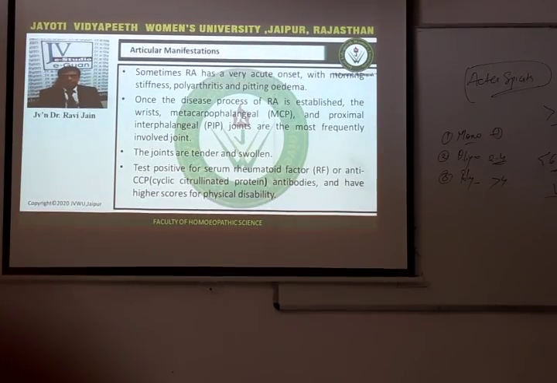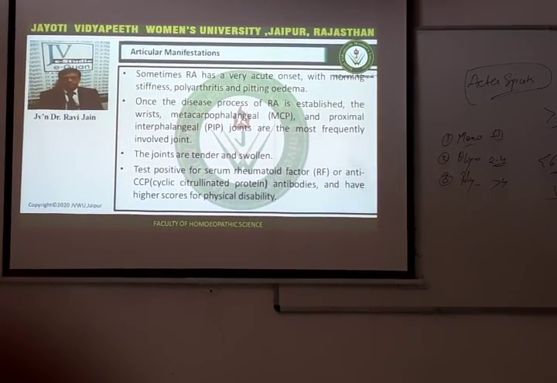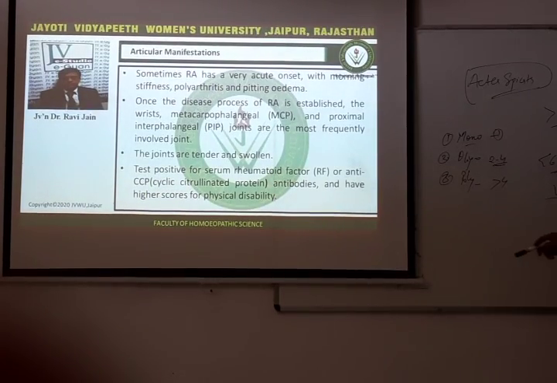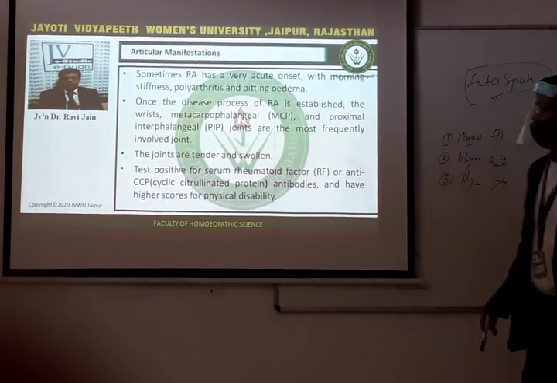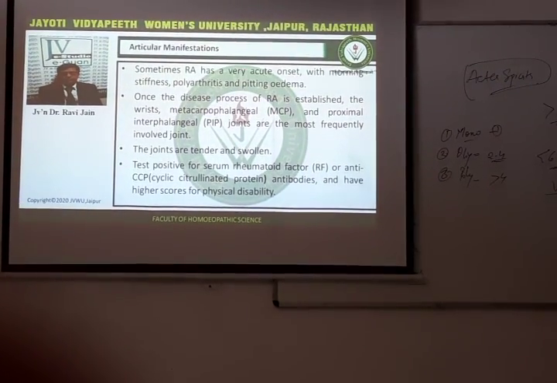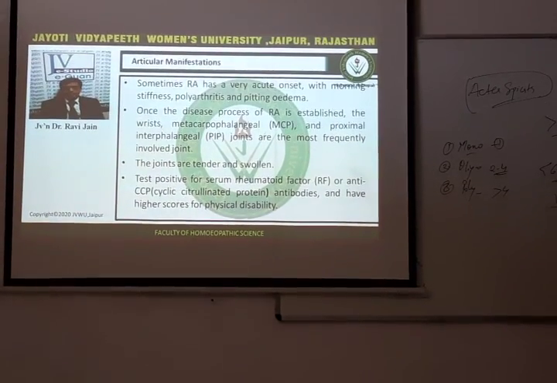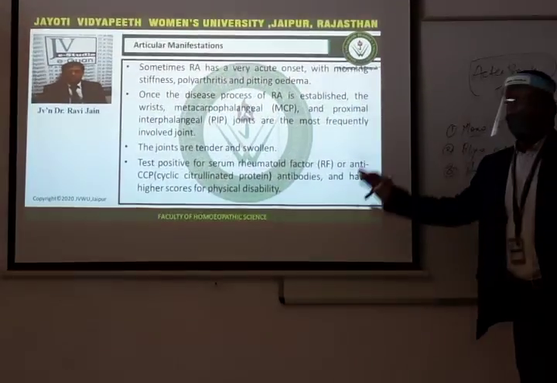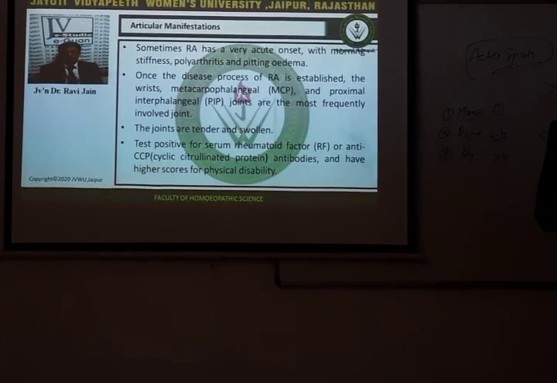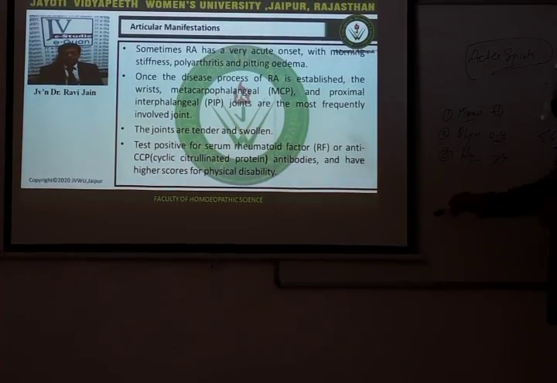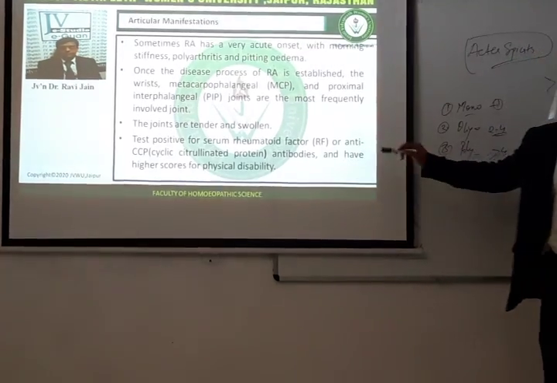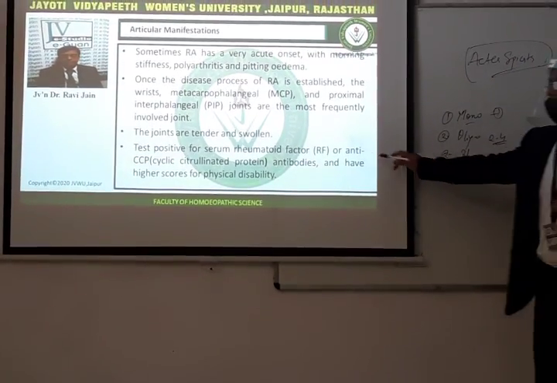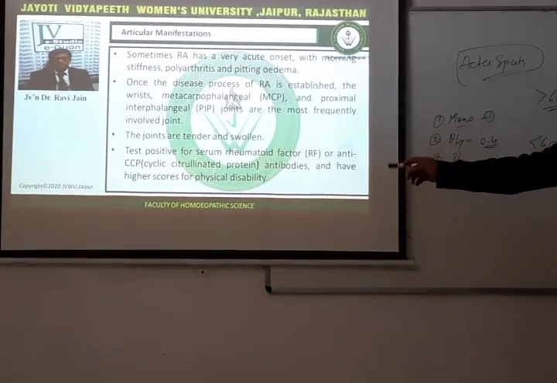Once the disease process of RA is established, the wrist and smaller joints will be involved. The wrist joints, metacarpophalangeal joints, and proximal interphalangeal joints are most frequently involved. Alright? Bilaterally symmetrical, both sides of the joints are involved, and the age group will be 25 commonly. The joints are tender and swollen because of the presence of inflammation. They test positive for serum rheumatoid factor, that is important, and anti-CCP antibodies. What is anti-CCP?